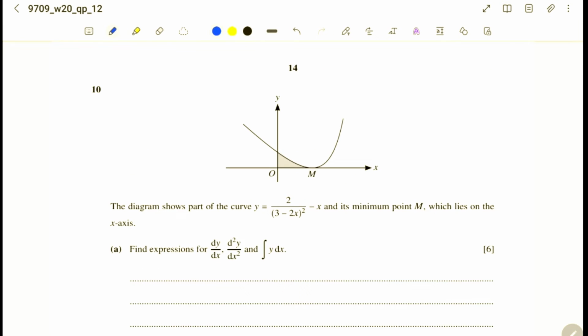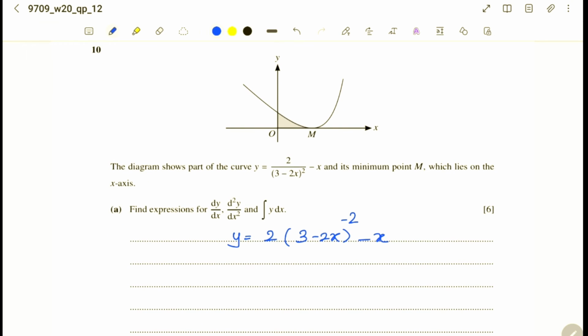Next, question number 10. The diagram shows part of the curve y is equal to 2 divided by 3 minus 2x the whole power 2, minus x, and its minimum point M, which lies on the x-axis. Find the expression for dy by dx and d square y by dx square and integral y dx. So let's write the given function: y is equal to 2 multiplied by 3 minus 2x the whole power minus 2, minus x.